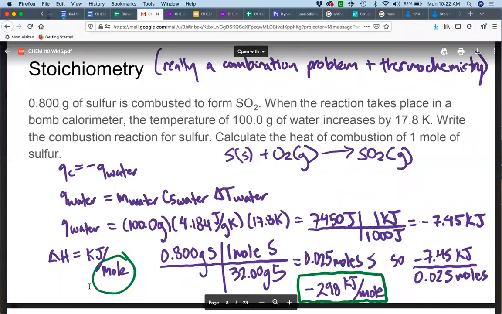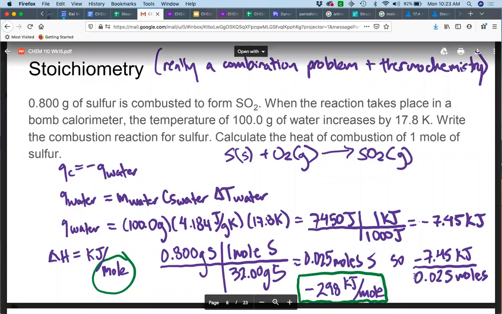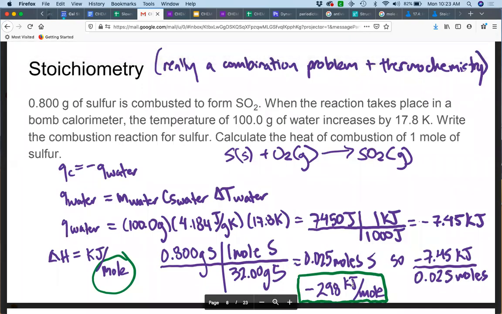Okay, I'm not quite done though, because here's the thing. I know that my overall answer is asking for kilojoules per mole. That means that I need to calculate the moles of sulfur. So let's think about this. In 1 mole of sulfur, I have 32 grams. So I'm going to take my 0.8 grams of sulfur, divide by its molar mass, and that tells me the number of moles that I have. So if then I divide my kilojoules by my number of moles, then I have the amount in kilojoules per mole.